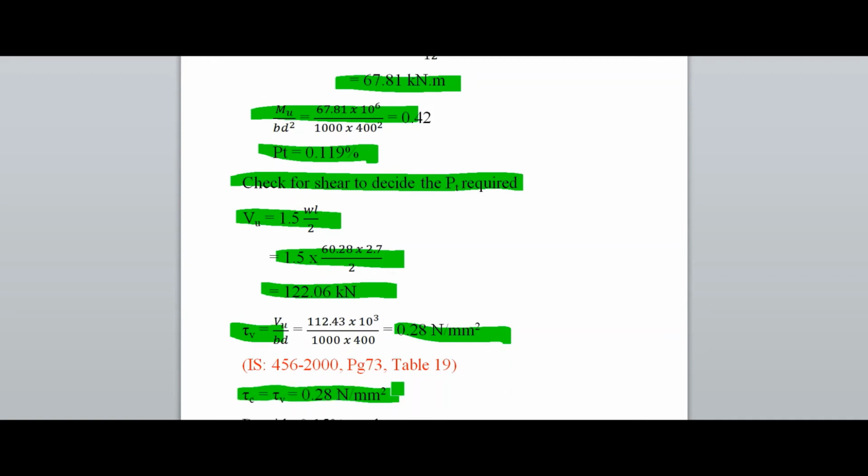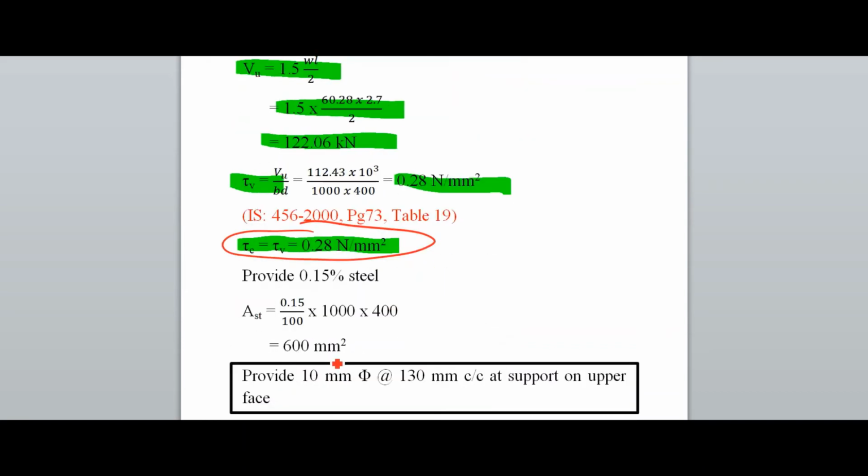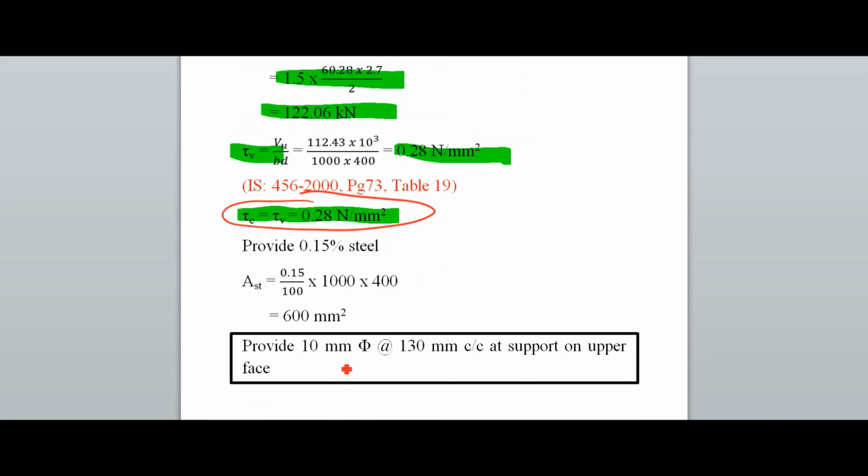So 0.28 Newton per mm square is tau c. So by this tau c, when we follow reverse procedure, provide PT is 0.50. So AST is 0.50 into 100, so 600 mm square. So provide 10 mm dia at 120 mm center to center support on the upper face. Okay, one design is complete, at support.